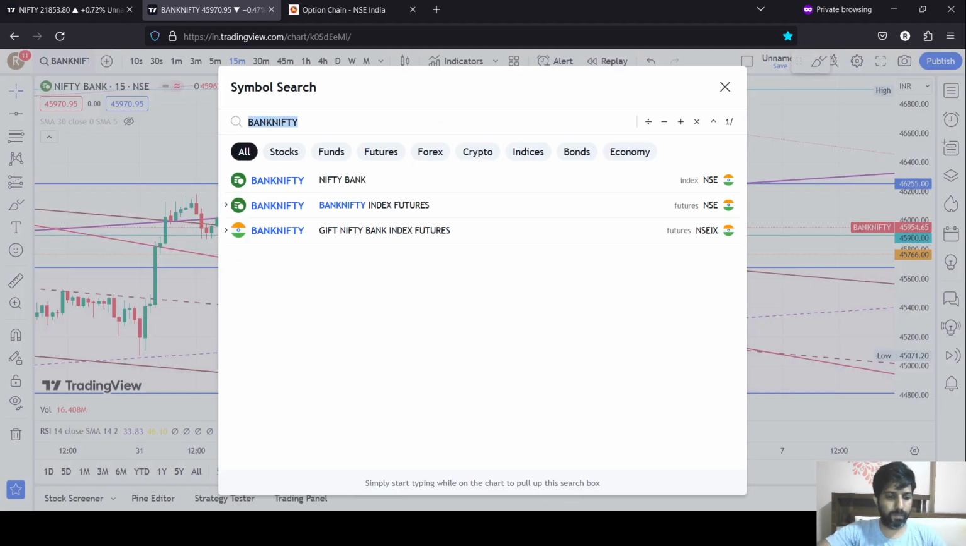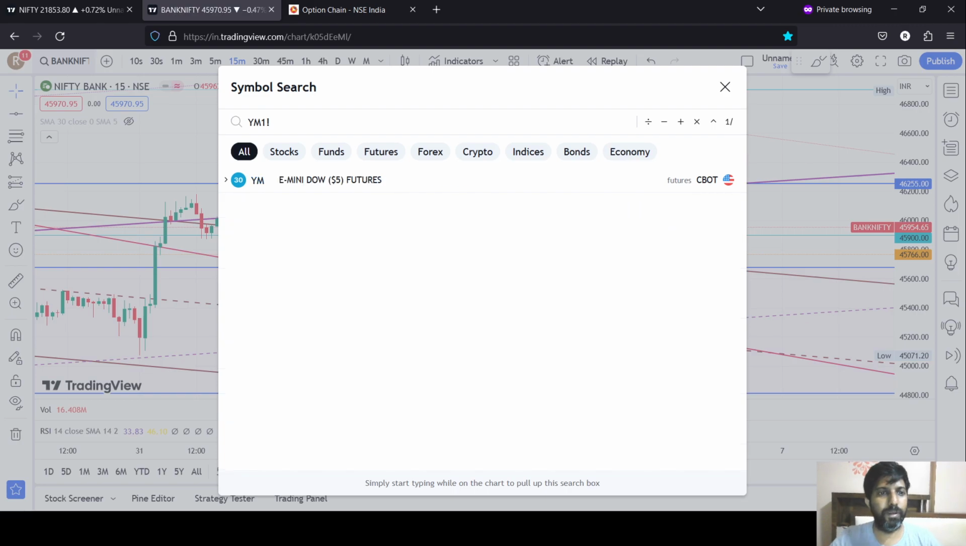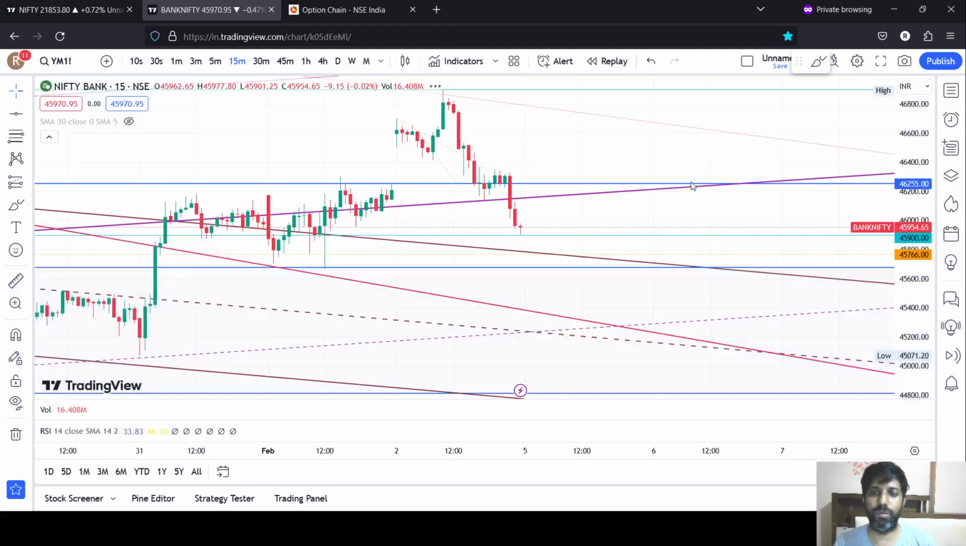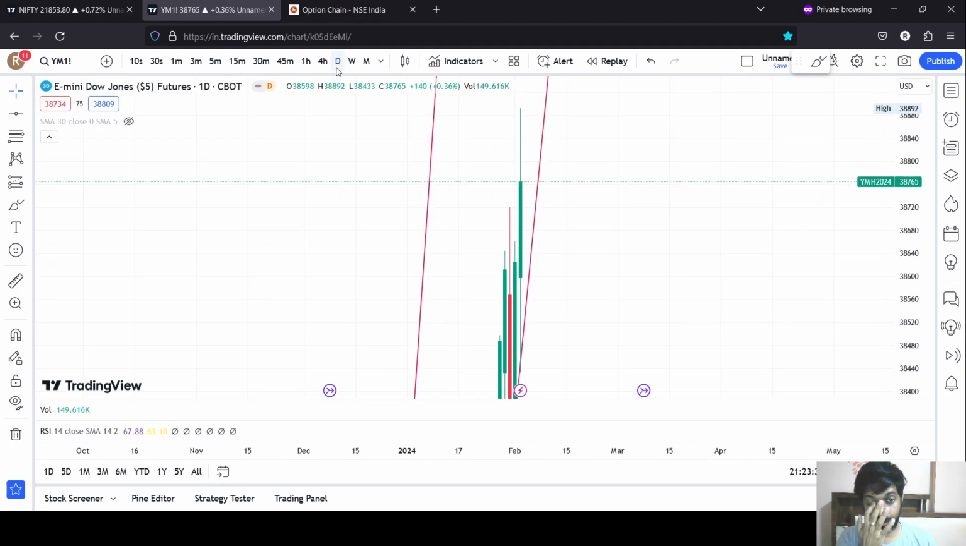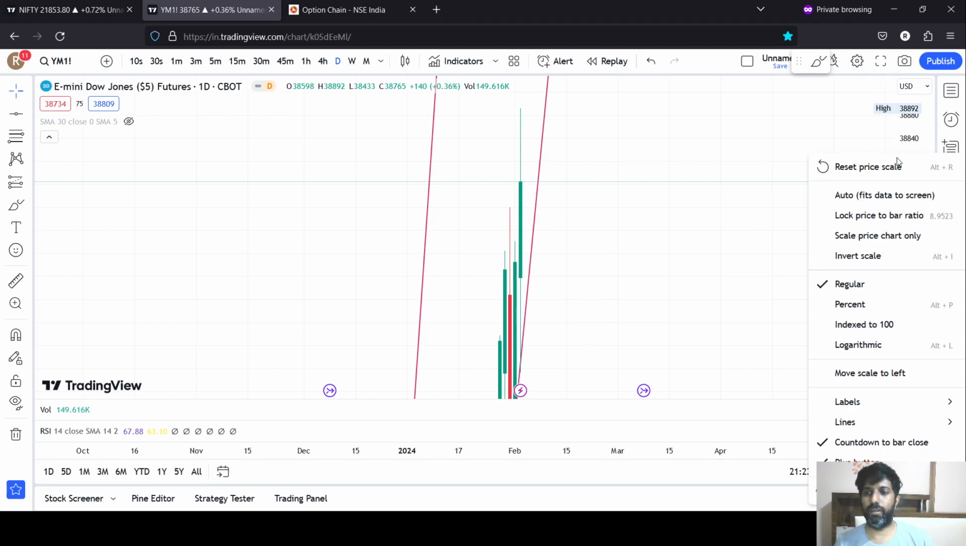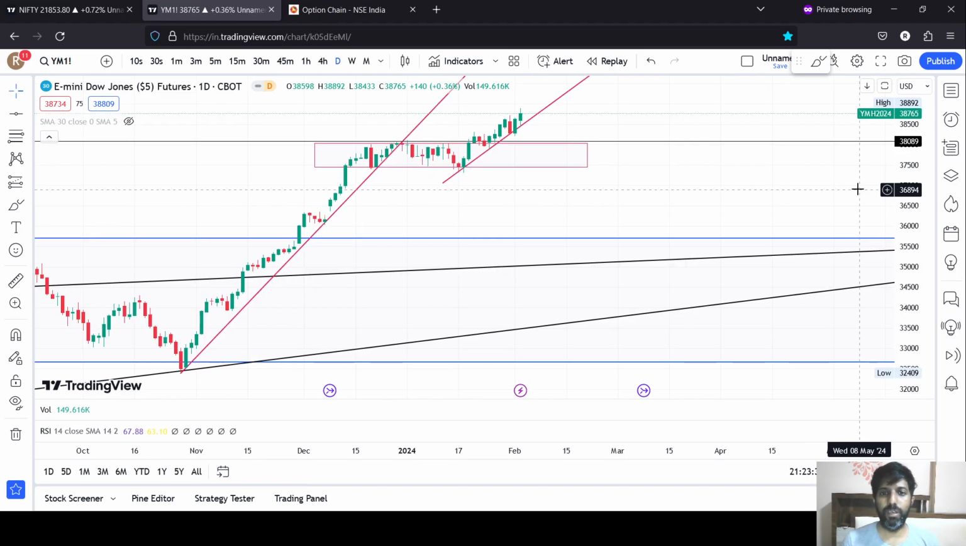Let's take a look at Dow Jones. We have been tracking Dow Jones because we believe that if Dow Jones shows bullishness, then we may see some gap up openings, and it may have a ripple effect on the Nifty and Bank Nifty. And if it shows a bearish, negative sentiment, then we may see some gap down openings.